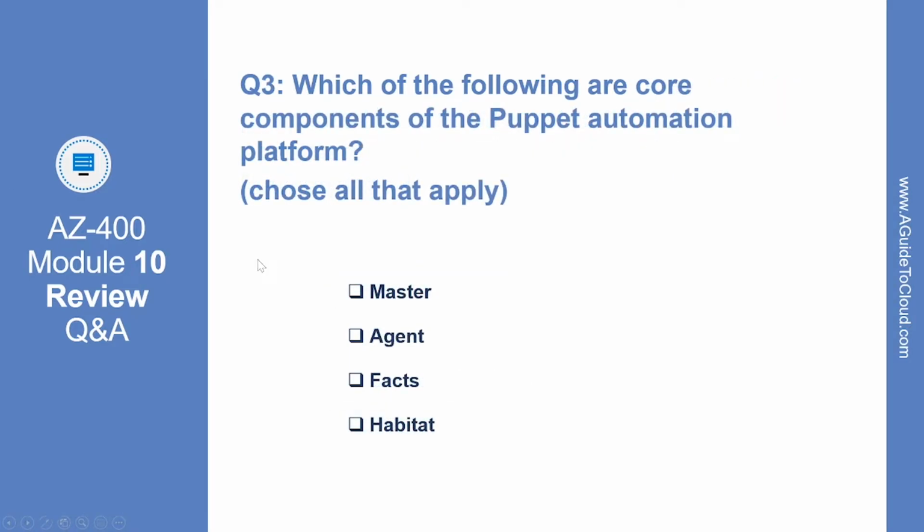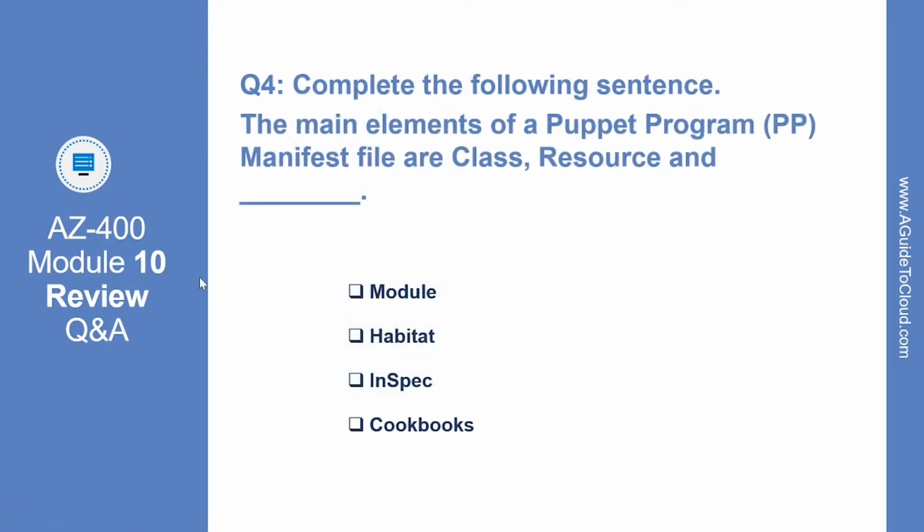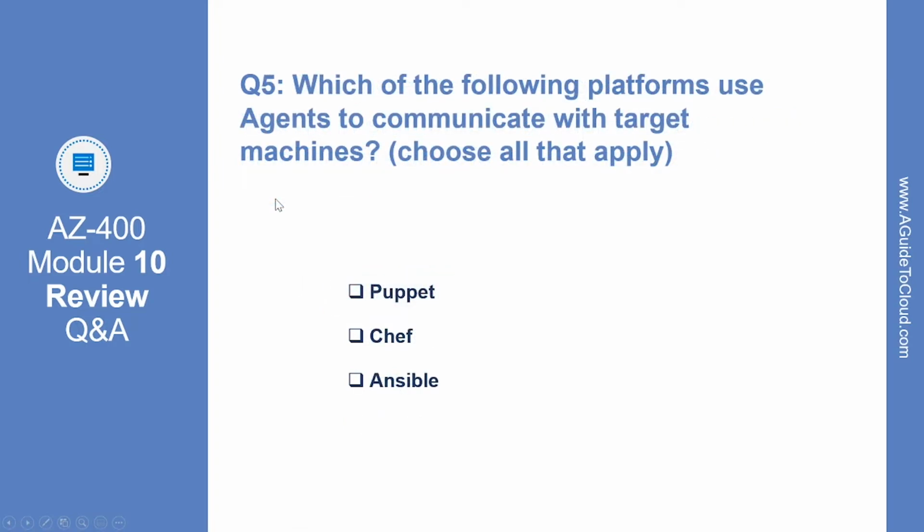Question number 3. Which of the following are core components of Puppet automation platform? The correct answers are Master, Agent, and Facts. Let's look into question number 4. Complete the following sentence. The main element of a Puppet program PP manifest files are class, resources, and the right answer is module.